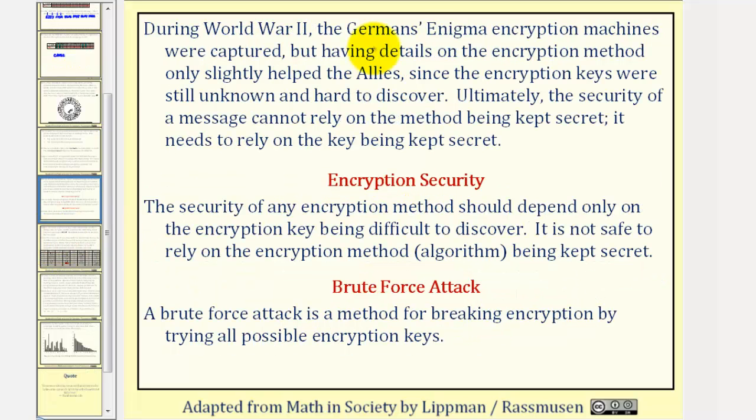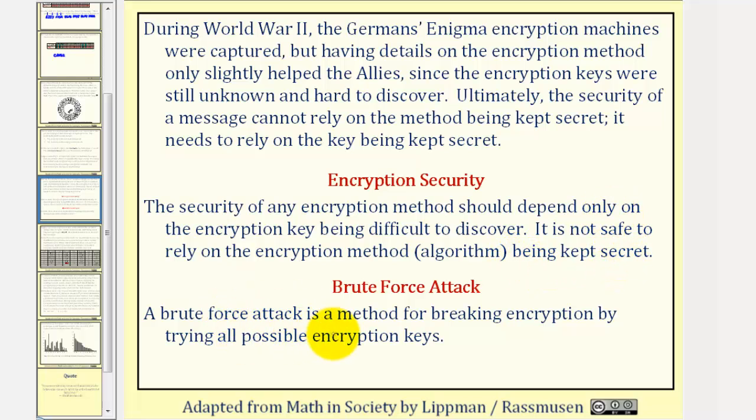During World War II, the Germans' Enigma encryption machines were captured, but having details on the encryption method only slightly helped the Allies, since the encryption keys were still unknown and hard to discover. Ultimately, the security of a message cannot rely on the method being kept secret. It needs to rely on the key being kept secret. The security of an encryption method should depend only on the encryption key being difficult to discover. It is not safe to rely on the encryption method or algorithm being kept secret.